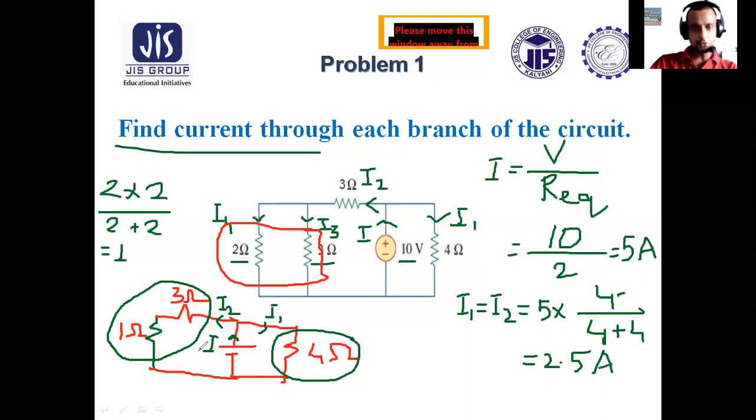Similarly, I2 will also be equal to 2.5 ampere, because both are the same resistors, 4 ohm, 4 ohm. So whenever you are finding I2, the opposite resistance will be this 4 ohm, this 4 ohm. So both will be the same.